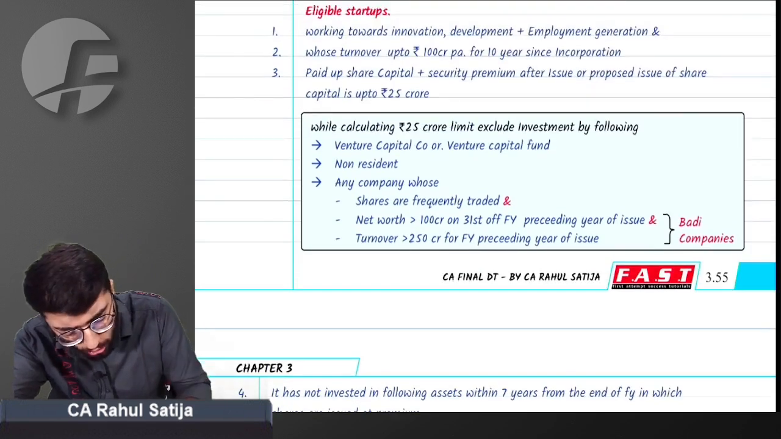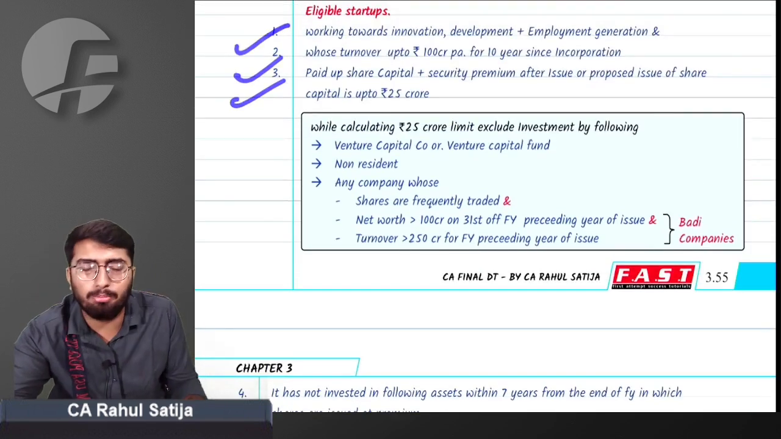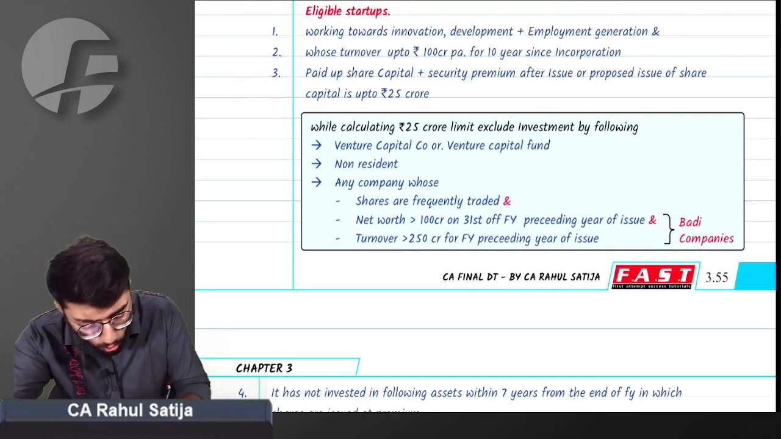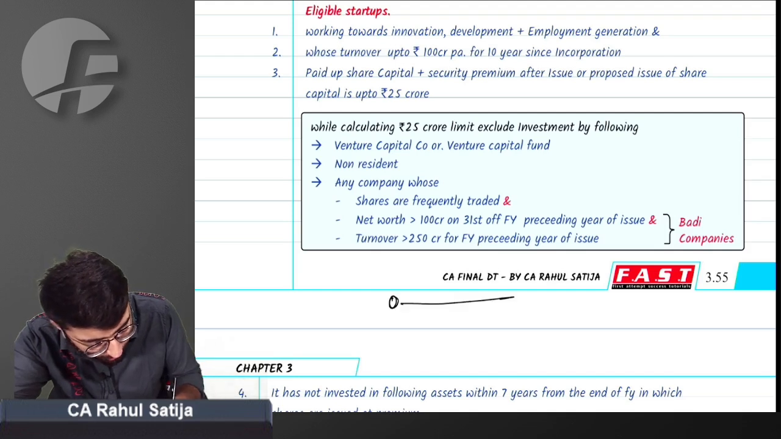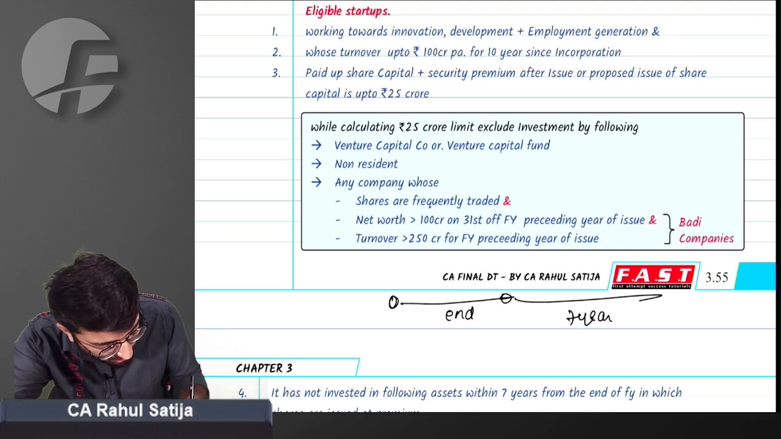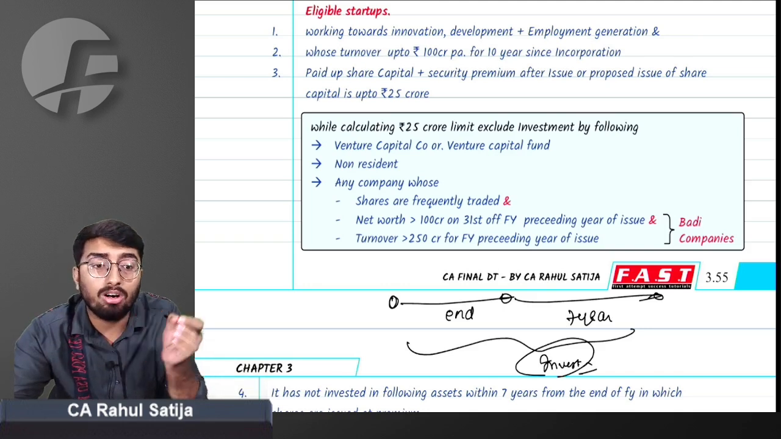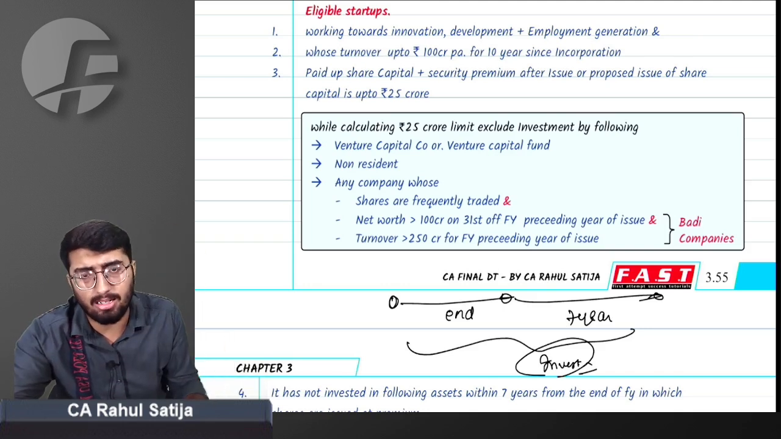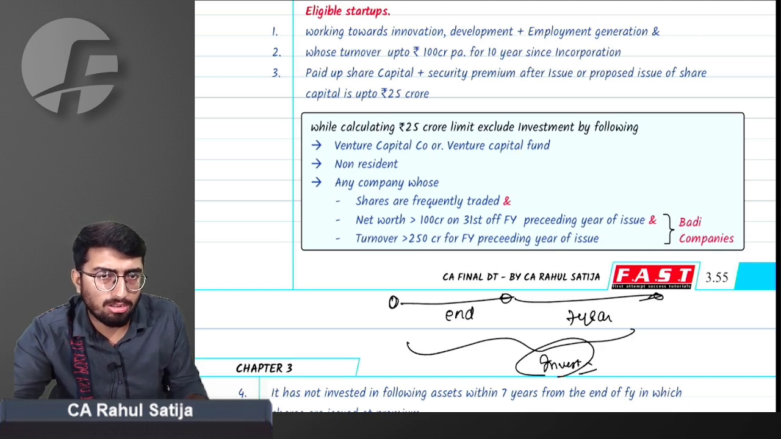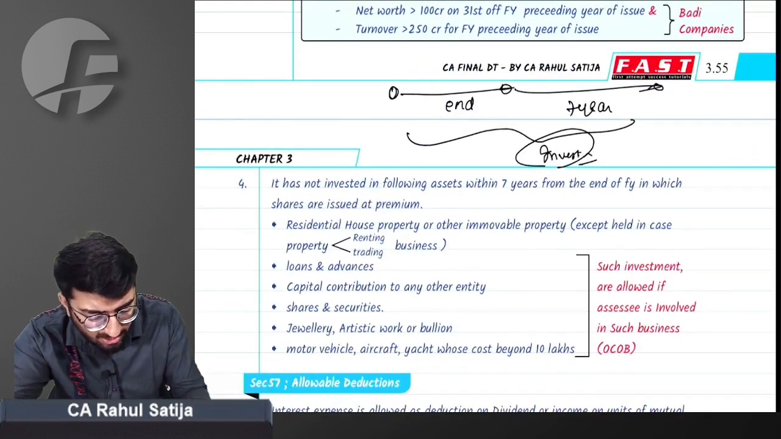For example, sir, I told you these three things make a startup an eligible startup. Once funding is raised, from the end of that year up to 7 years, such an eligible startup shall not invest in the following assets. Otherwise, they will cease to be an eligible startup. Sir, in what asset classes should they not invest? There are 7 asset classes.